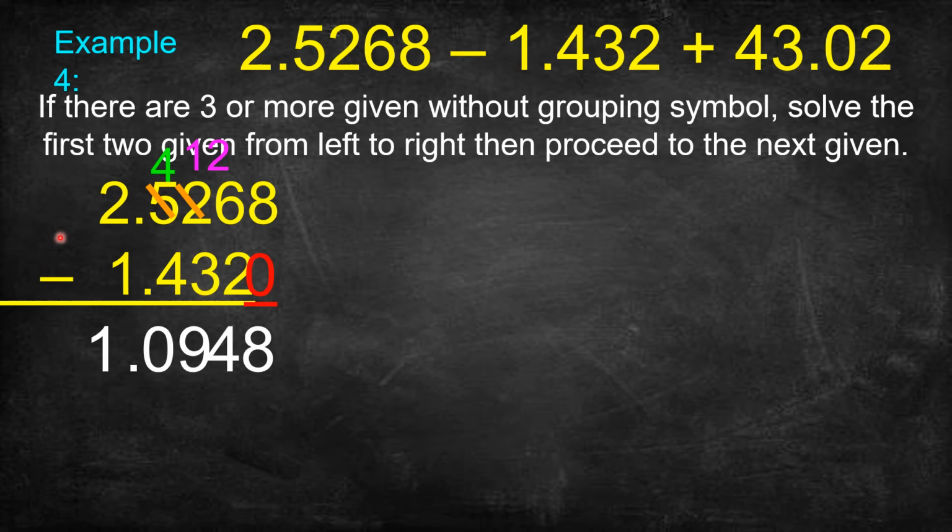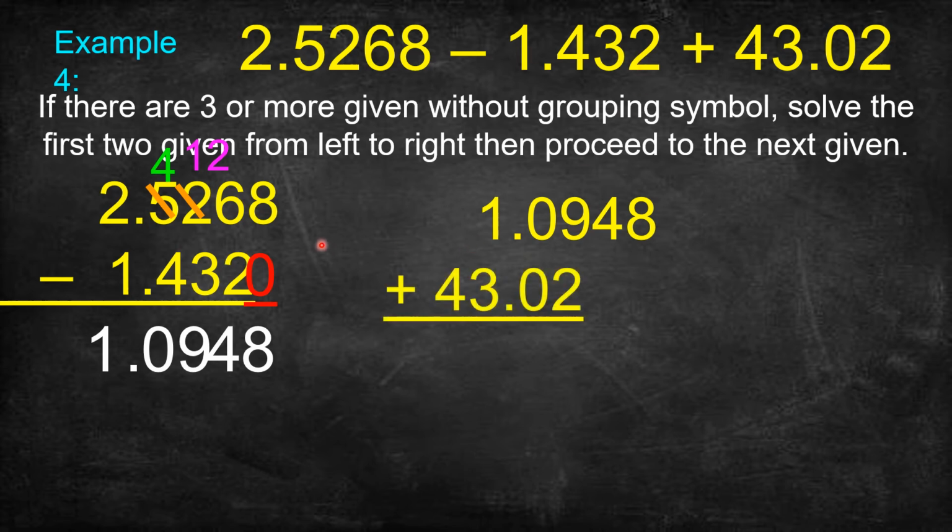So, pagkatapos nating makuha yung ating first two given numbers, we can now proceed doon sa ating pangatlo. Wherein we are going to add yung ating nakuha dito, which is 1 and 948 10,000s. Ipa-plus natin siya sa 43 and 200ths. So again, i-arrange ulit natin sila vertically at pantay-pantay ang place value. So, dito sa unang given, meron tayong 4 na digits hanggang 10,000s.